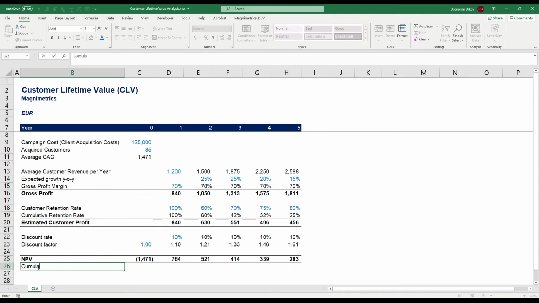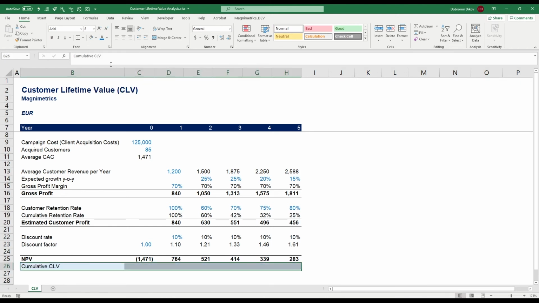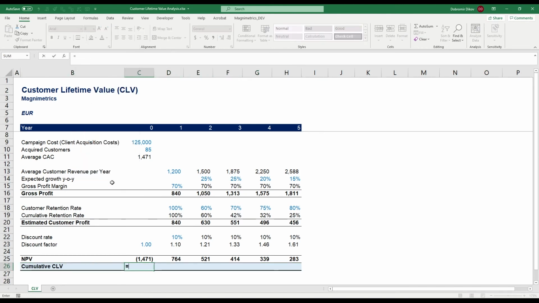So the next thing is to calculate our cumulative CLV, customer lifetime value. Let's give that a bit more distinction. And this will pretty much be the sum of C25, which I'm gonna lock to C25, and I need to lock the first one. So now when I move it to the side, it will move one of the parameters. So this will be C25 to E25, this will be C25 to F25, and so on.